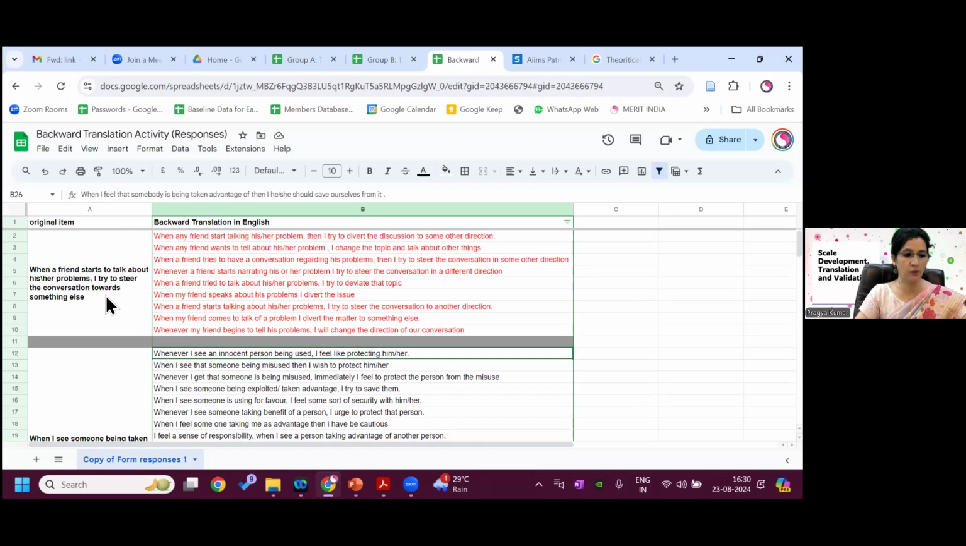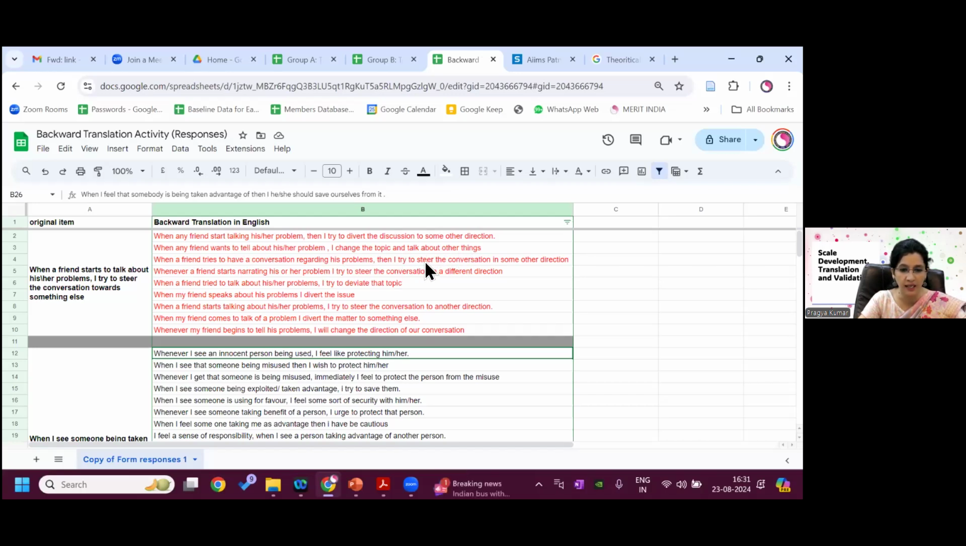When a friend, this was the original item, starts to talk about his or her problem, I try to steer the conversation towards something else. The back translation was: When any friend start talking to his problem, then I try to divert the discussion to some other direction. There is a difference between steer and divert, so you have to see the words. Original was steer. Divert means you are deviating, and steer is to take control, like taking control of. Similarly, I change the topic and talk about other things.